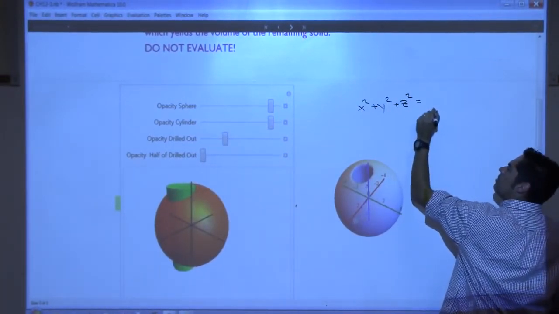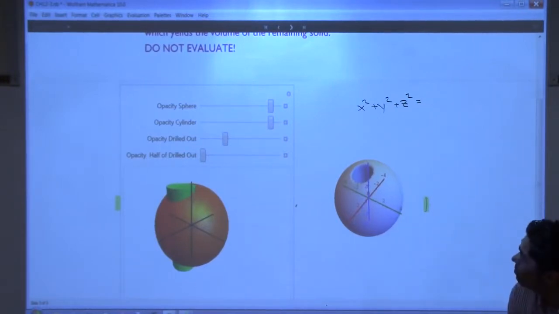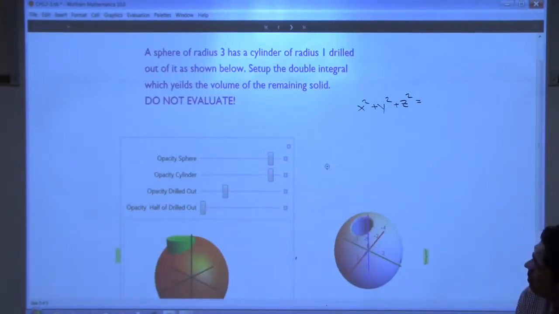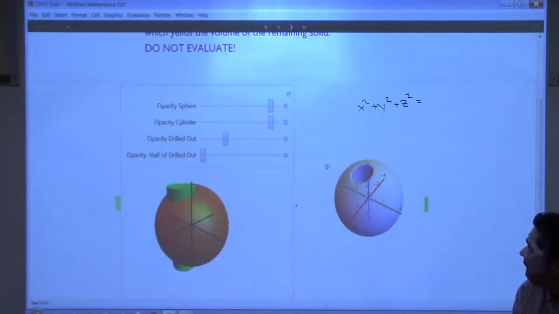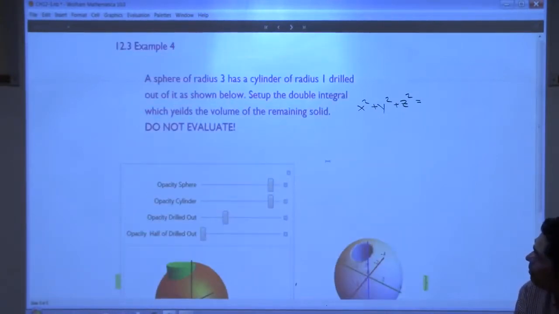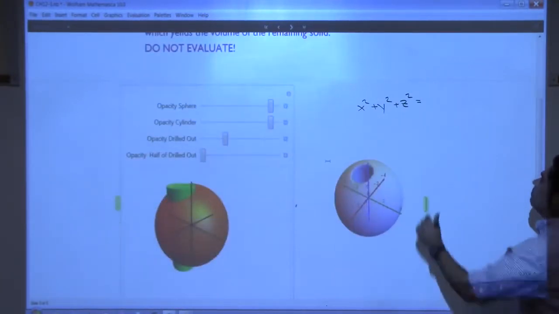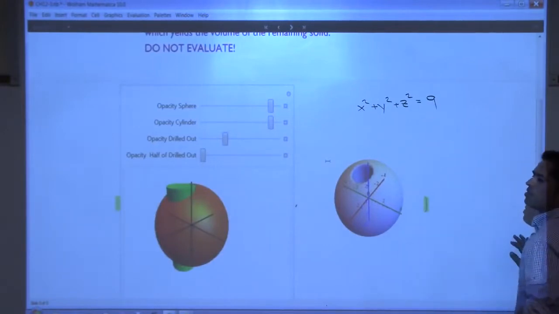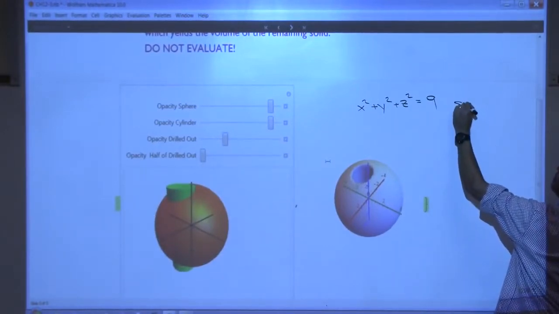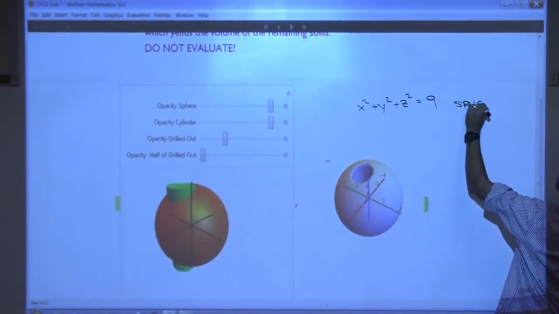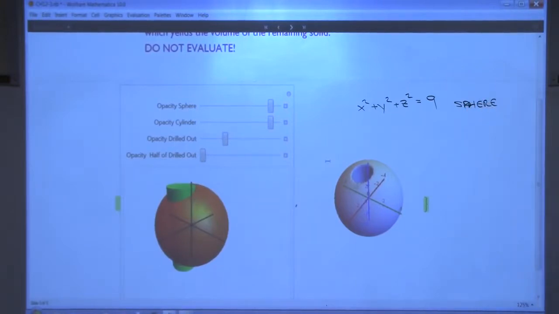What was our radius? I think on this problem it's 3, right? On this one, I thought take home it was 4, right? Sphere radius 3. So 9, that's your sphere. All right. Cylinder, you want the equation of the cylinder? What is the equation of this cylinder?